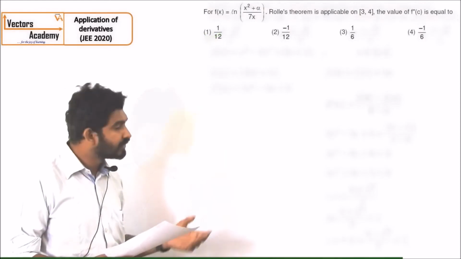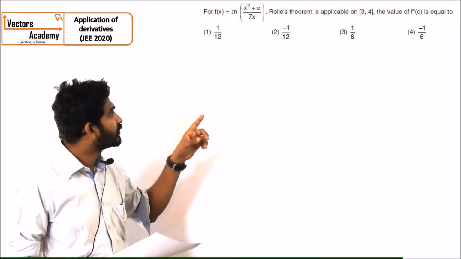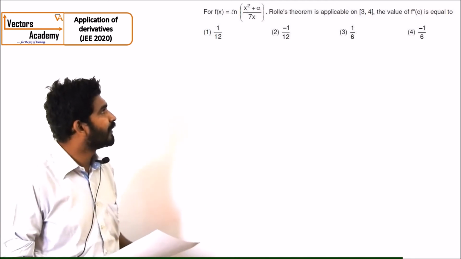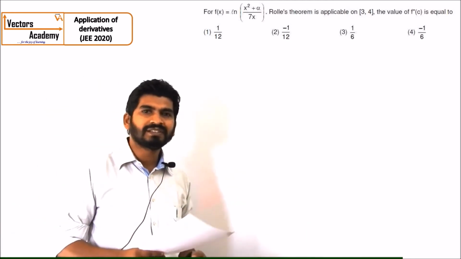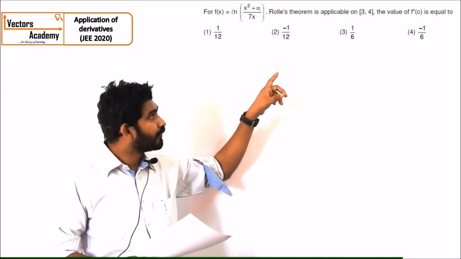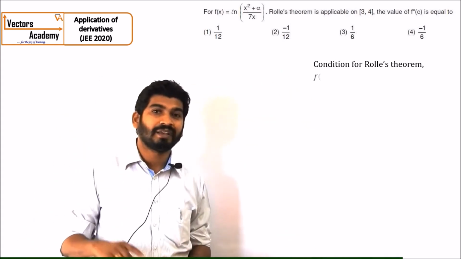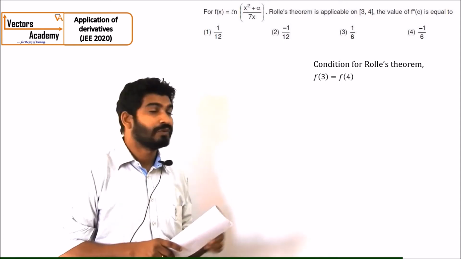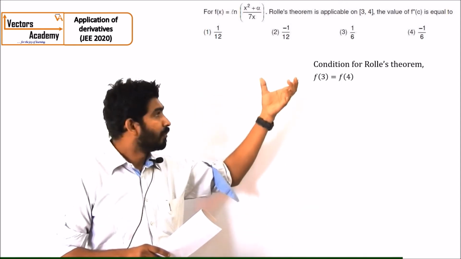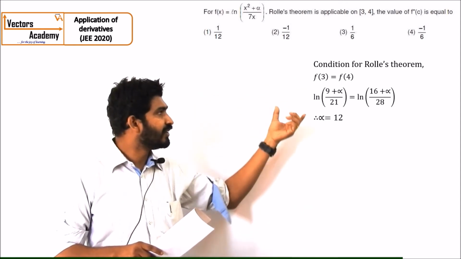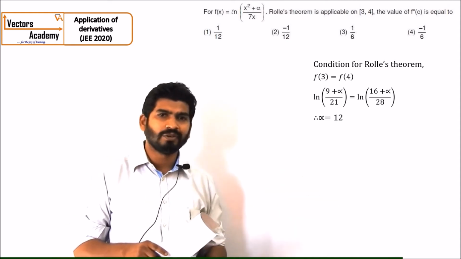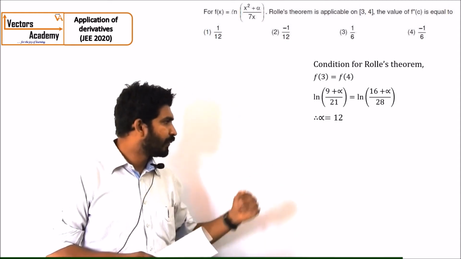Another question was of Rolle's theorem. ln of x square plus alpha upon 7x. This was the f of x, and the domain was given between 3 and 4. So, the third condition of Rolle's theorem, that f of a and f of b should be equal. So, f of 3 and f of 4 are equal. By taking that condition, we have to solve and find out the value of alpha first. That comes out to be 12.